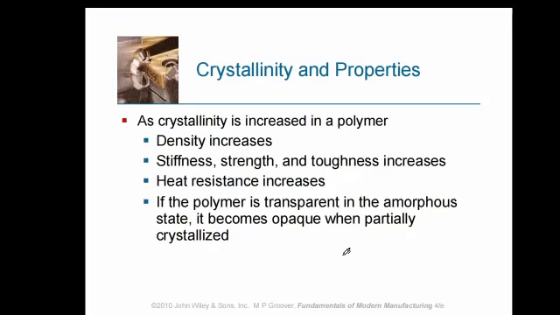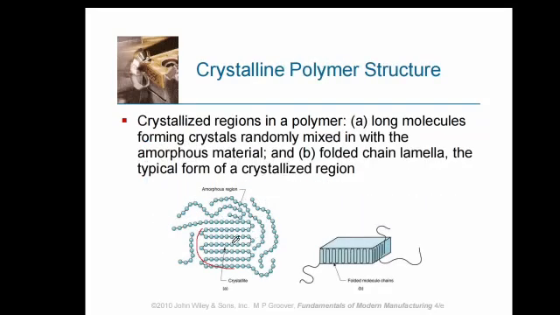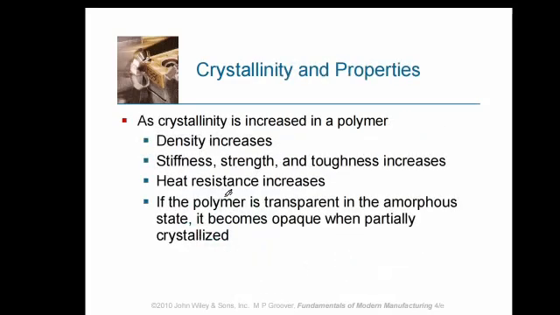As crystallinity is increased in a polymer, its density increases because the chains are tightly packed. You have more chains per volume area. So density increases, stiffness increases, strength and toughness also increase, and they become resistant to heat. And if the polymer is transparent in the amorphous state, it becomes opaque when partially crystallized.